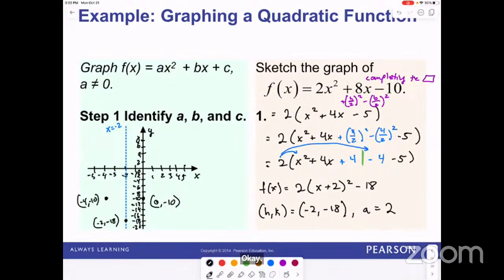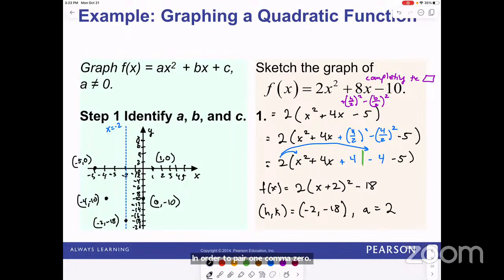If we wanted to find the x-intercept, we would set y equal to 0. Using my standard form, if we set that equal to 0, add 18, divided by 2 is going to be 9. The square root of 9 is plus or minus 3. So then it's negative 2 plus or minus 3, which gives us negative 5 and a positive 1. So we have the ordered pair negative 5 comma 0 and the ordered pair 1 comma 0. Okay, so we have several points.